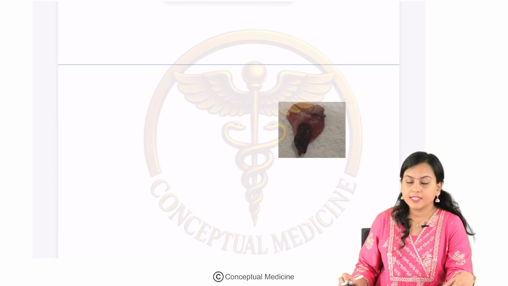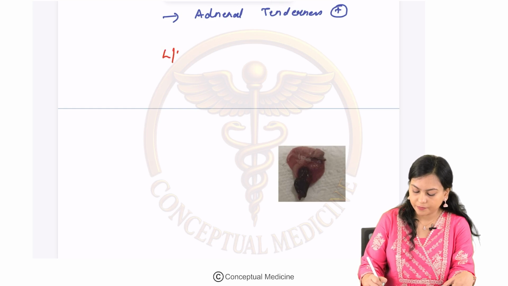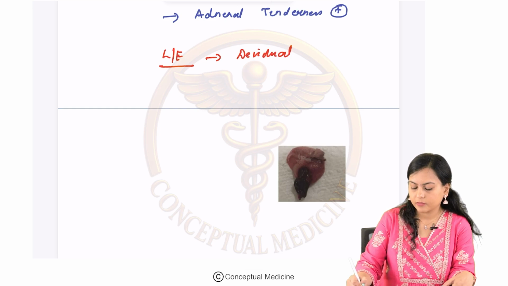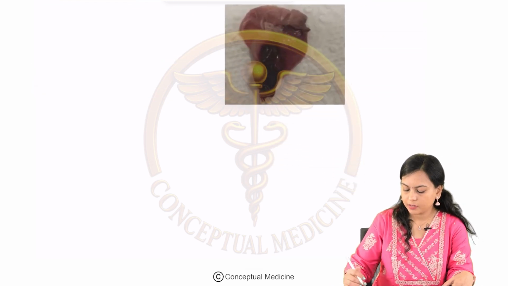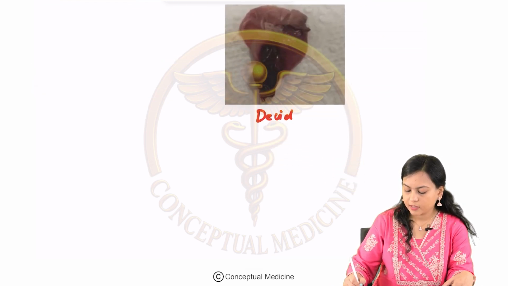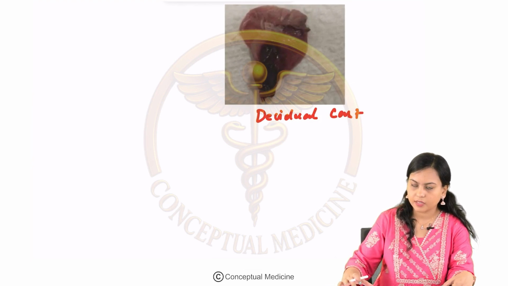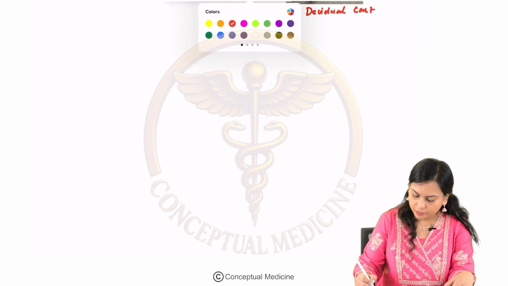Clear? And sometimes while you do a local examination of the bleeding, decidual casts can be seen. So this is an example of a decidual cast passed in a case of ectopic pregnancy. Clear? Now I want to make clear about the vitals also.